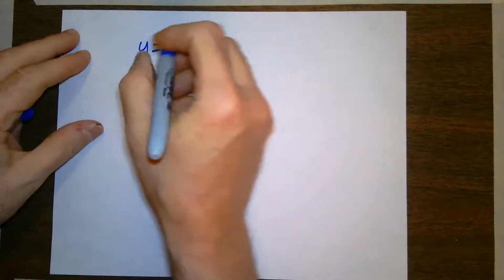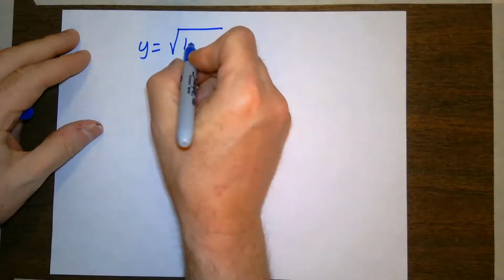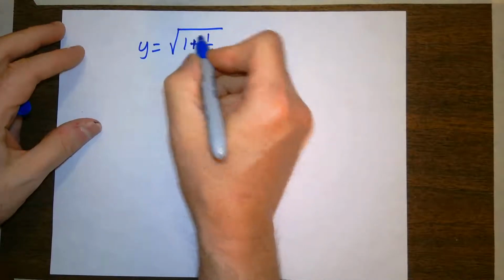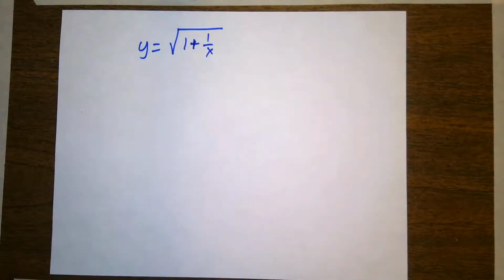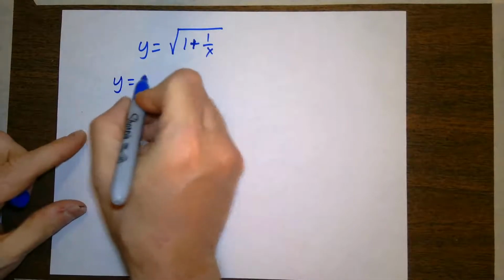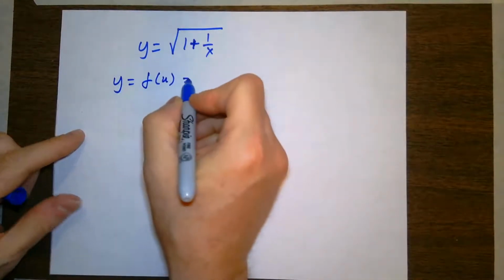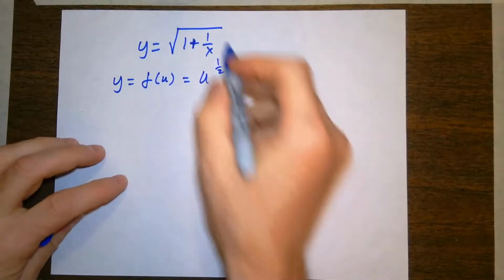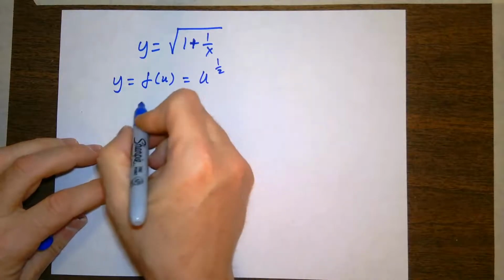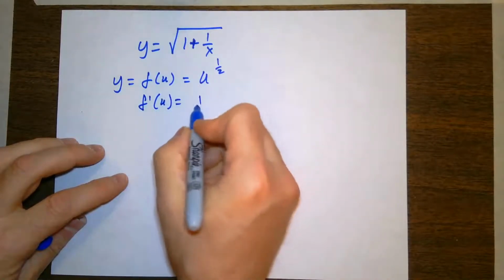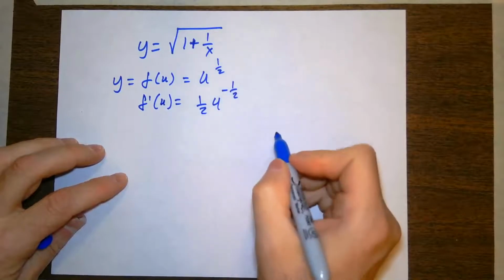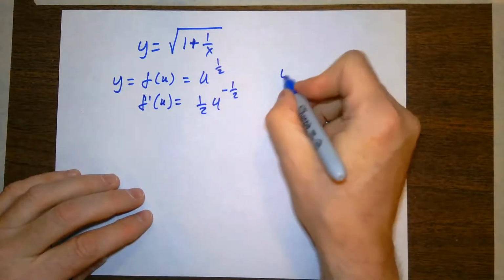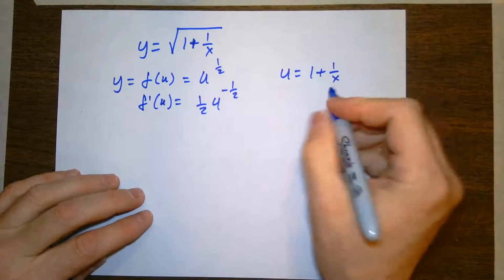Suppose I have y equals the square root of 1 plus 1 over x. So a little bit annoying here. Take a look at it. What's the outside function? What's the inside function? Y equals f of u. My outside function is really the square root. I'm going to write that as u to the 1/2. And I know the derivative of the outside function is 1/2 u to the negative 1/2. My u, my inside function, is 1 plus 1 over x.